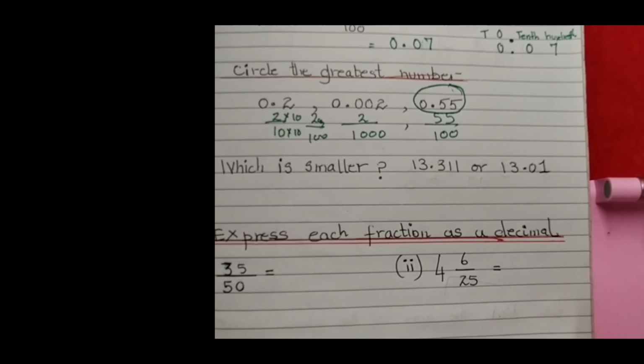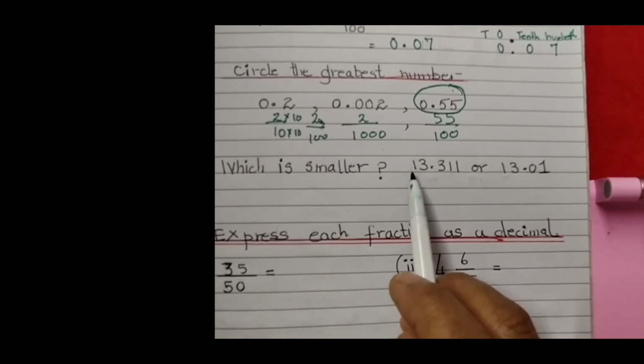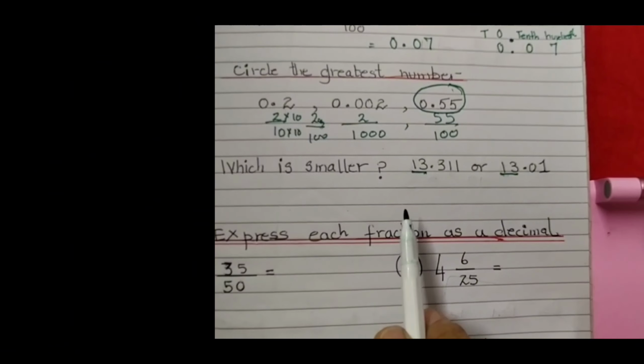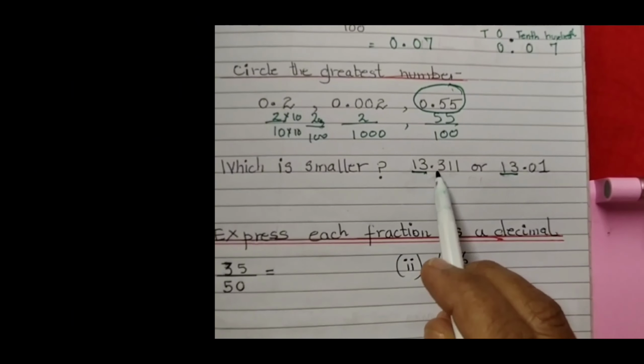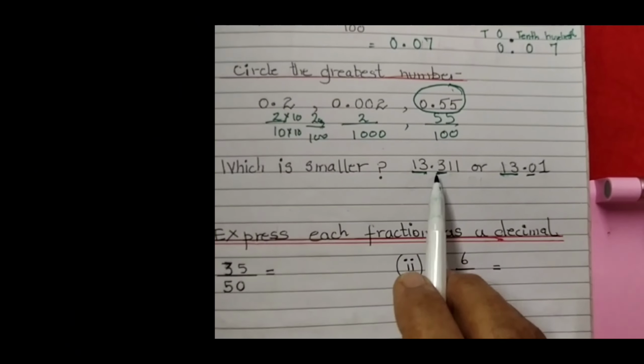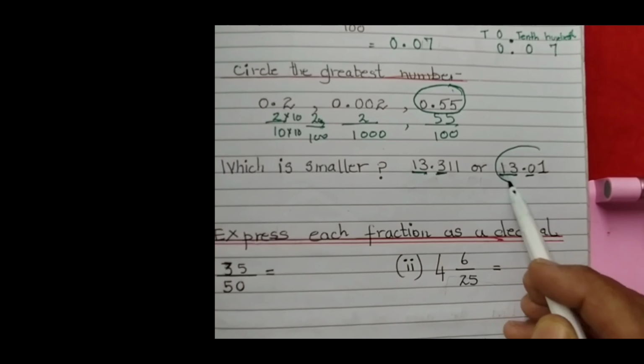Which number do you think is smaller? First, you will check for the whole numbers. Both the whole numbers are the same, so it is not so easy for us to assess. Both are equal, 13 and 13. But when you see 3 here and a 0 here, which tenth do you think is smaller? Of course, this one. 3 is bigger. 3/10 is bigger than 0/10. So the smaller one is this. So I'm going to circle this one.